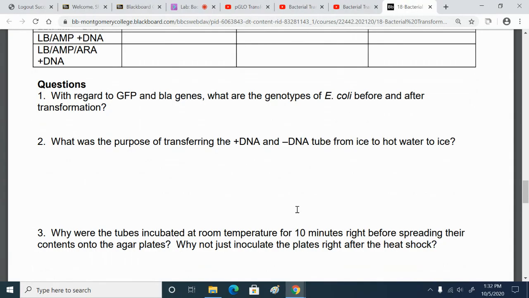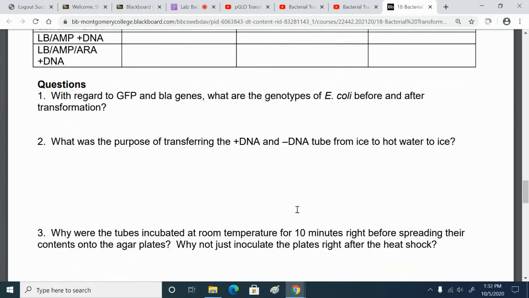Please, can you explain number 2 again, please? So the purpose of transferring the plus and minus DNA tubes from ice to hot water to ice was to heat shock them along with calcium chloride that made the cells competent. And that means the membrane was permeable so the plasmid could get inside. So you got that, Christiana? Yes, thank you.